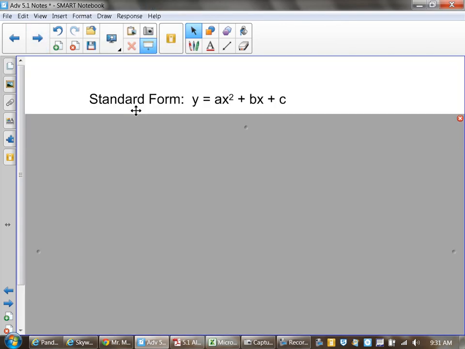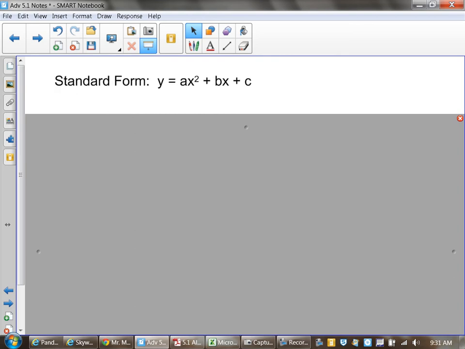So what happens here is that you've got this generic standard form of a quadratic. And you guys have all seen that before: ax squared plus bx plus c. The values of a, b, and c have specific meanings to them, and we'll get into how that works out.